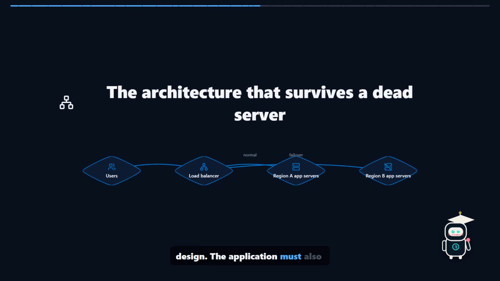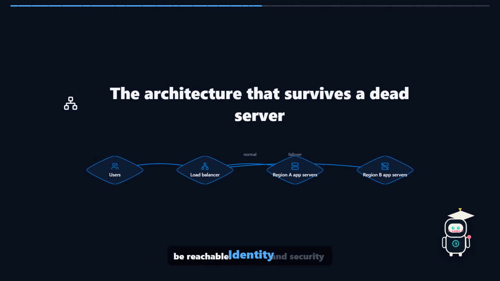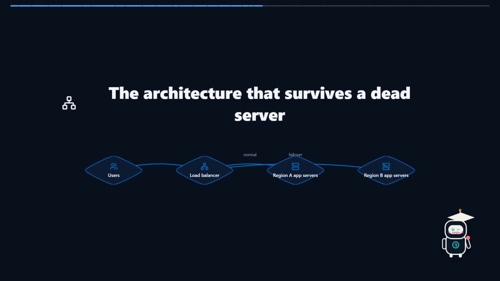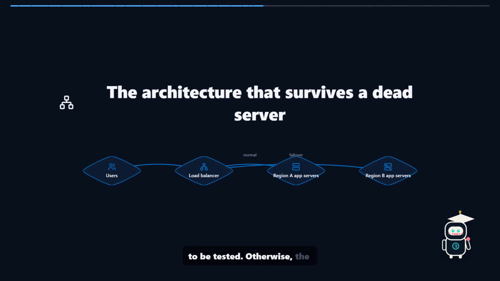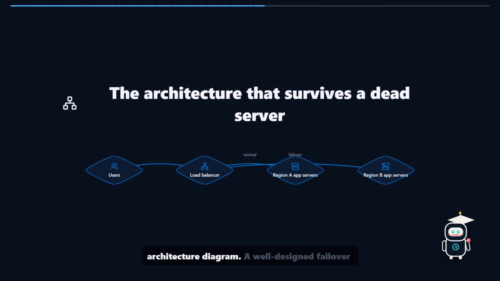But redirecting traffic is only one part of the design. The application must also be available in the second region. Required data must be replicated or recoverable. Dependencies must be reachable. Identity and security controls still need to work. And the failover process needs to be tested. Otherwise, the organization may discover during the real outage that its backup region exists only on an architecture diagram.